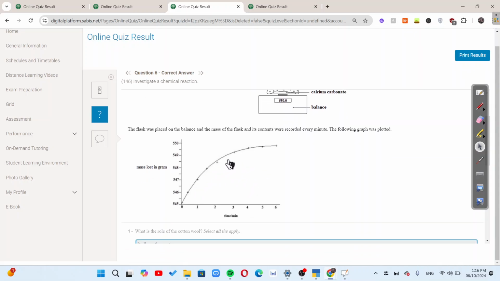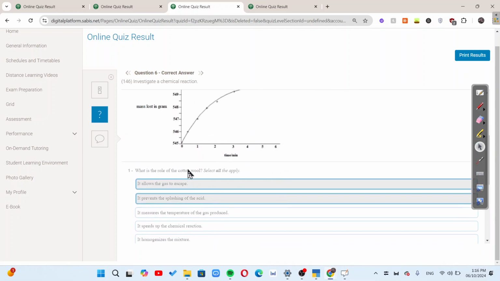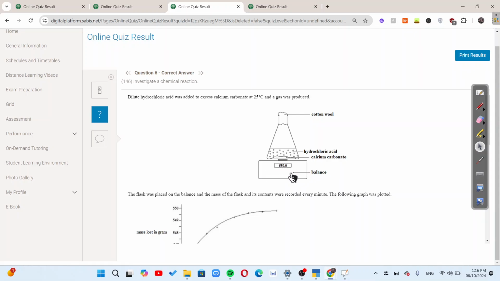Now they drew this all on a graph, and they're asking us the question. So what's the role of the cotton wool? Know that when you have a balance, what you're trying to find out is the rate, by seeing how fast these gases leave the beaker. When you increase temperature during a reaction, gases are formed, and when the gas is produced, it's going to leave, because a gas is a gas.